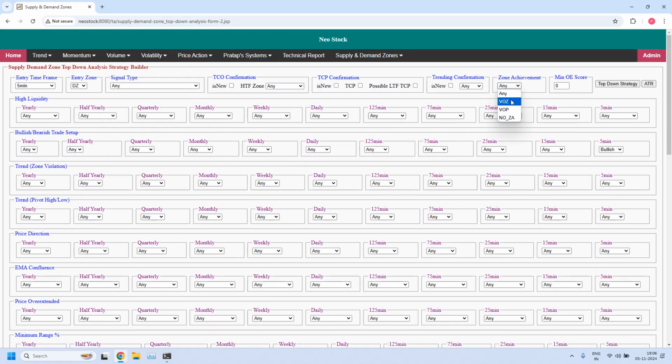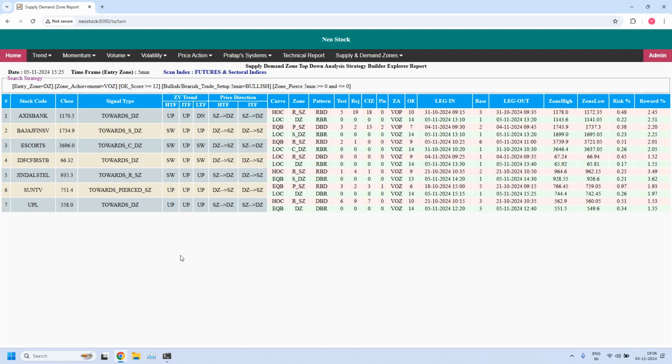Zone achievement violated opposing zone. Minimum odd enhancer score is 12. With all the 3 filters applied to the 5 minutes demand zone, we got 7 stocks.